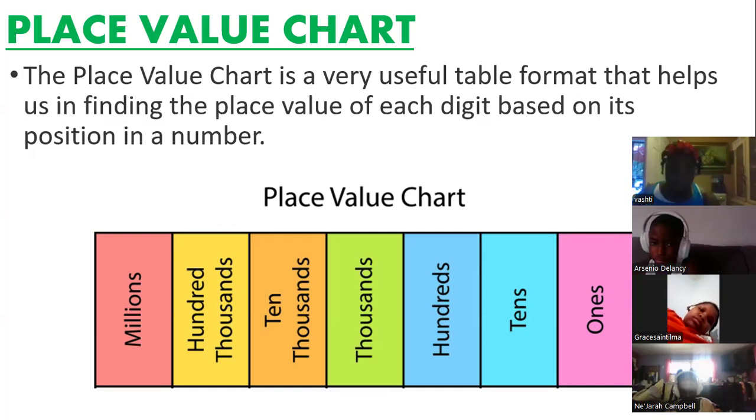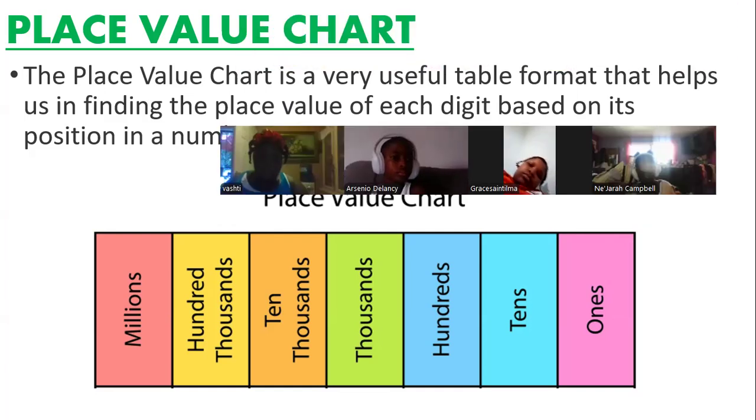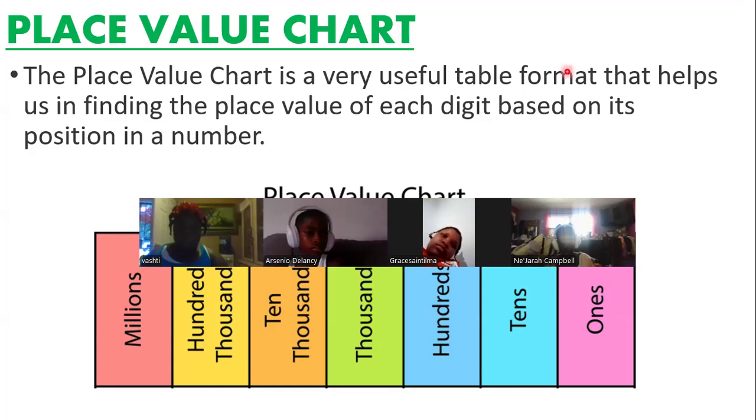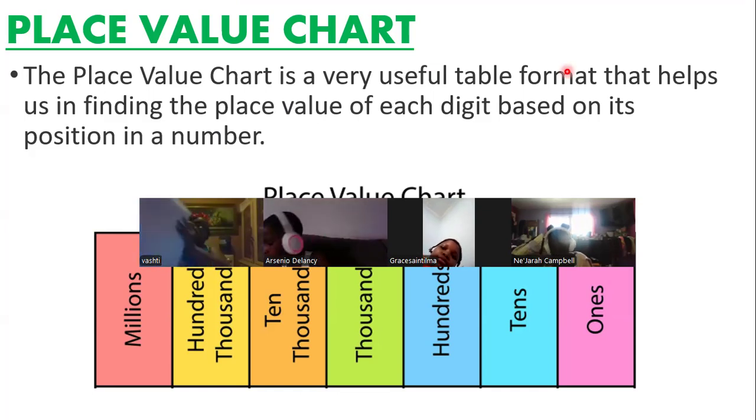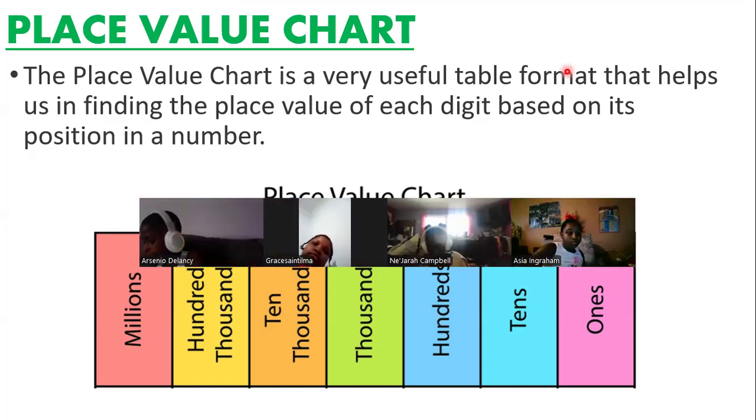And Arsenio, what are you on right now? Second place value. The second place value, okay. How about you, Asia? What are you on now in your writing? I'm about to start drawing the chart. You're about to start drawing the chart. Okay, that's good. And Campbell, what are you on now? Digit. Okay, you're still writing the paragraph above.